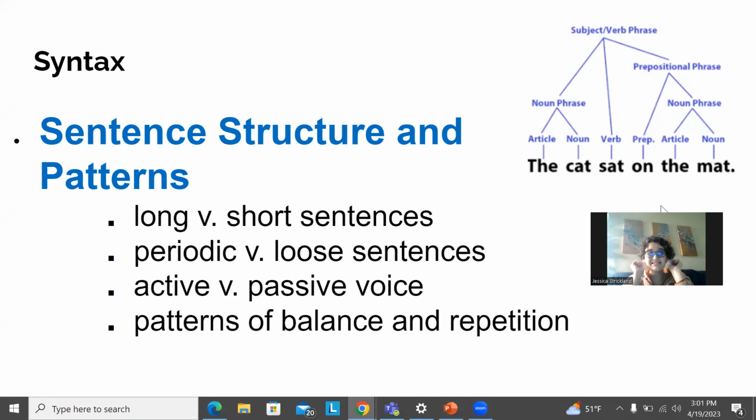So syntax is the sentence structure, the patterns of your sentences. I'm not going to make you break down what the sentence is, but sentence structure does matter when you are writing, and how you choose to write. So we will talk about active and passive voice and the basic grammar so that you are at least aware.